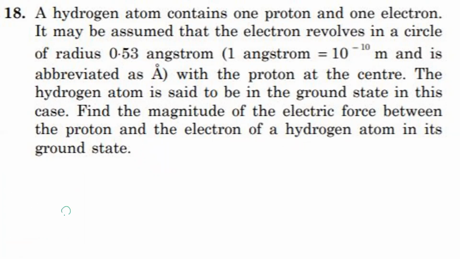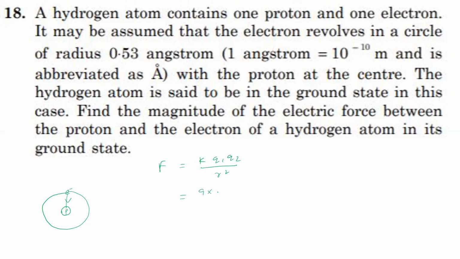Let us assume this is the nucleus, in which the proton is there, and here the electron in the ground state revolves in the circular orbit. Now we have to calculate the force experienced. The force formula is K Q1 Q2 by R square. Here Q1 is the charge of the proton, Q2 is the charge of the electron, and R is the radius of the first orbit.